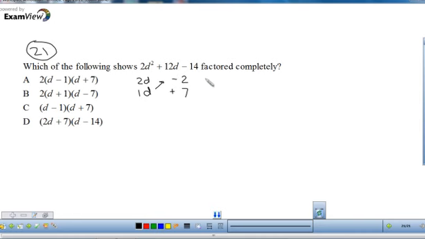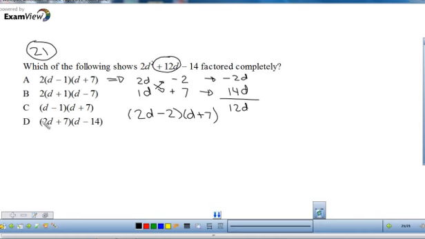We're going to cross multiply to verify. Negative 2D plus 14D is 12D. So noted, that's the correct answer. So I'm going to go ahead and write it. Remember, when you write it, go straight across.